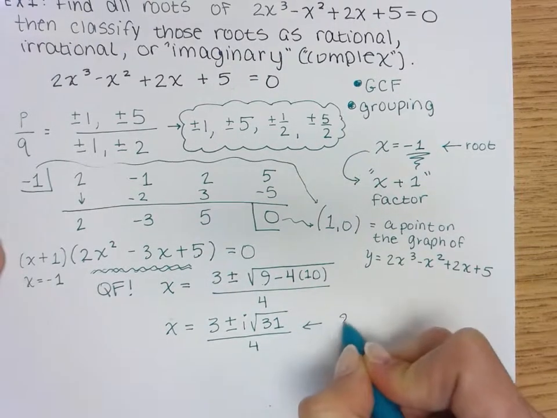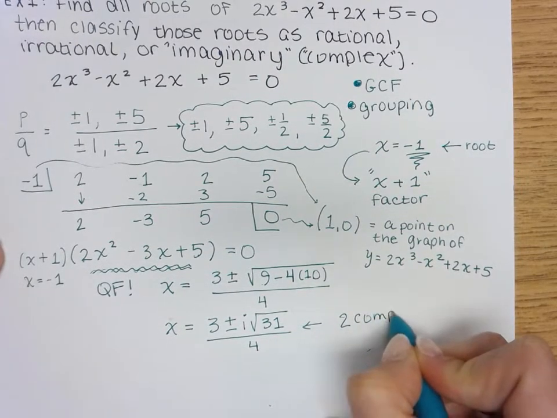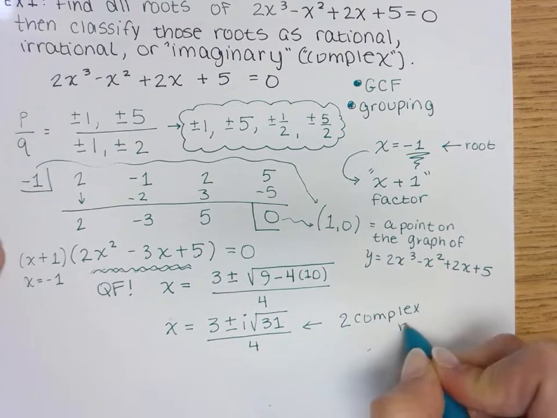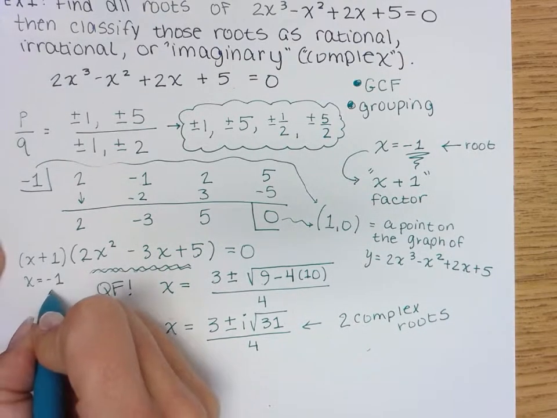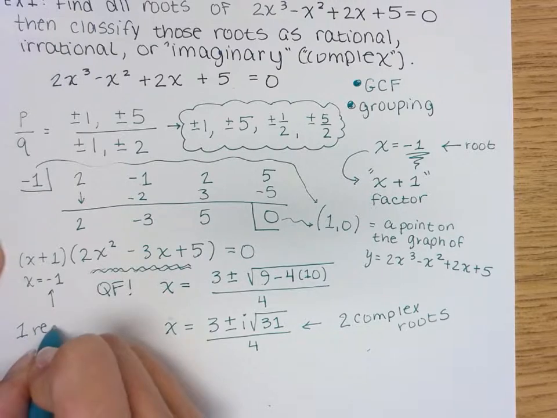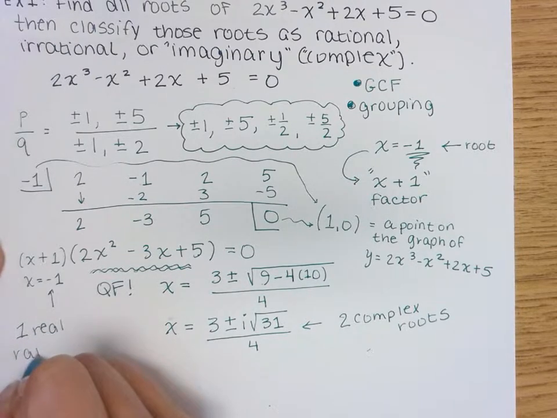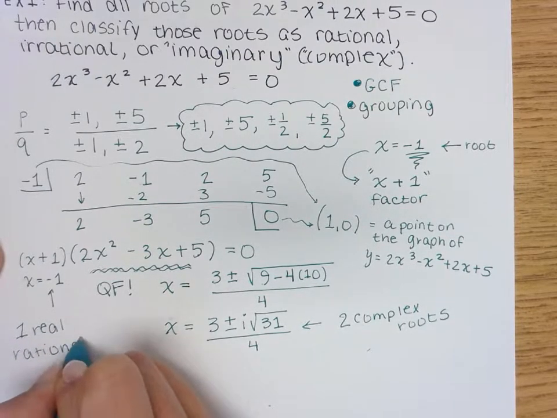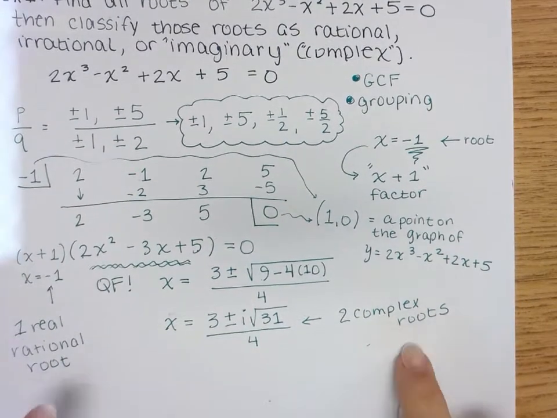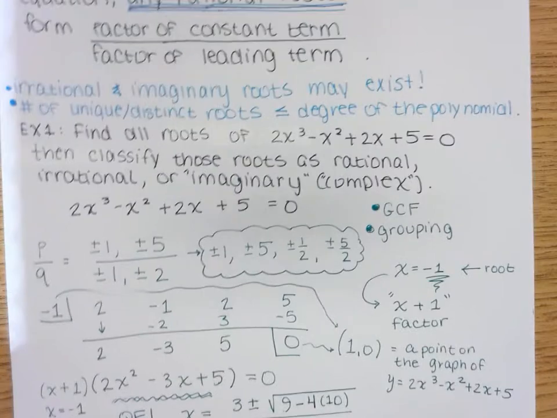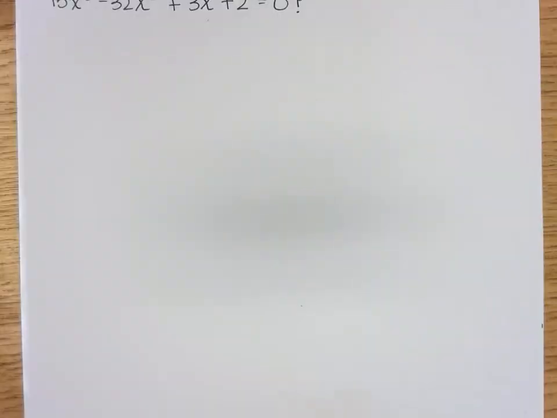This is 2 complex roots right here. And then this one is 1 real rational root. Altogether, we have 3 roots, okay? We're going to look at the next example.